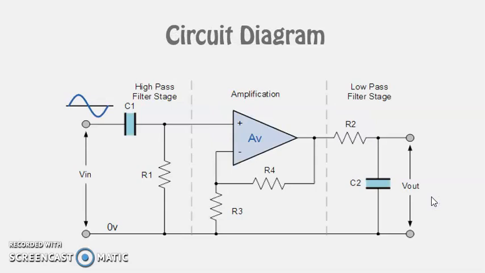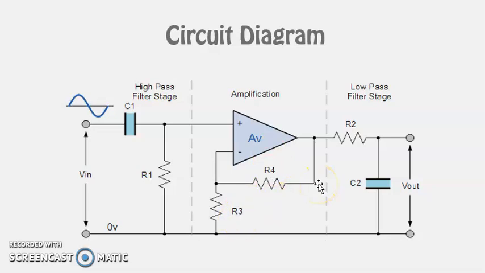So this is the circuit diagram that is supposed to be implemented. As you can see, the first stage is the high pass filter stage. This is a capacitor and a resistor connected in such a way that this stage acts as a high pass filter. This passive high pass filter is connected with an amplification stage. This amplifier is used as a non-inverting amplifier, so the gain will be 1 plus R4 over R3.